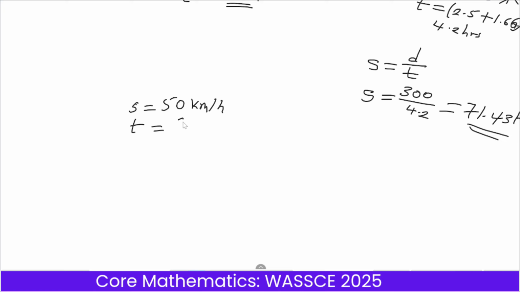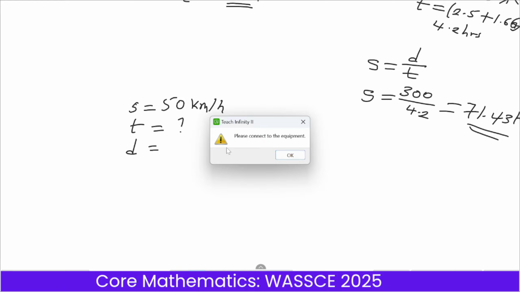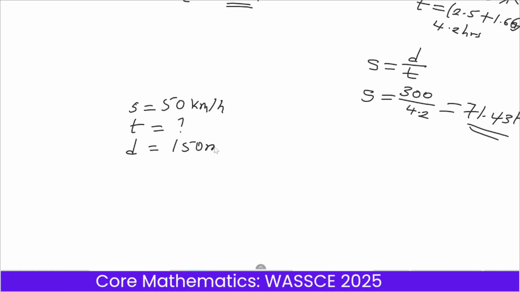Time we don't know. Distance we still know is the first part of the journey, which is 300 kilometers divided by 2, that is 150 kilometers. Now let's look at what time going at a speed of 50 kilometers per hour will give us using a distance of 150 kilometers. So we still have our formula being the same. Speed is equal to distance over time.